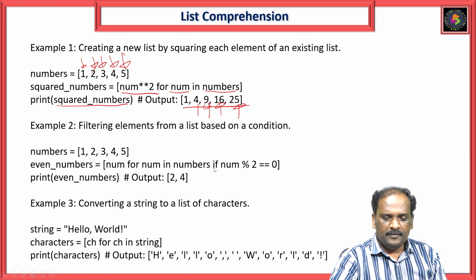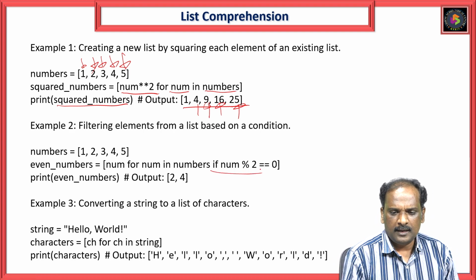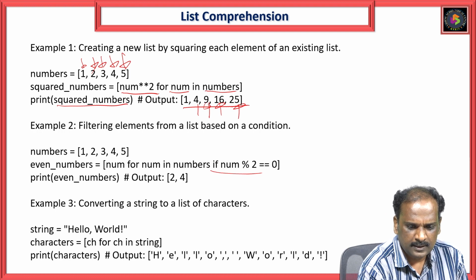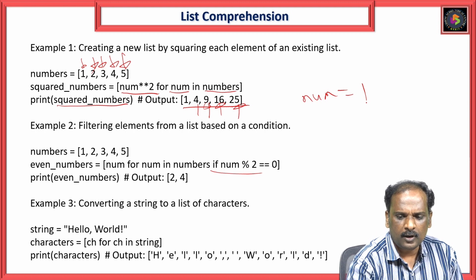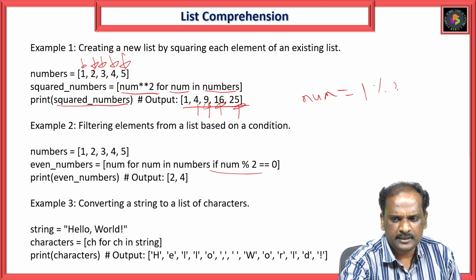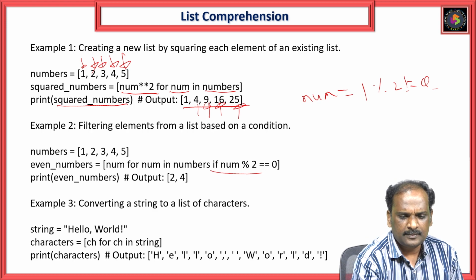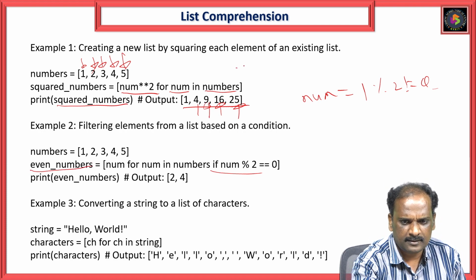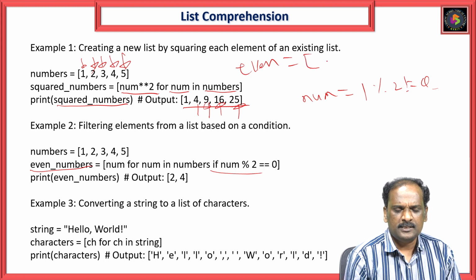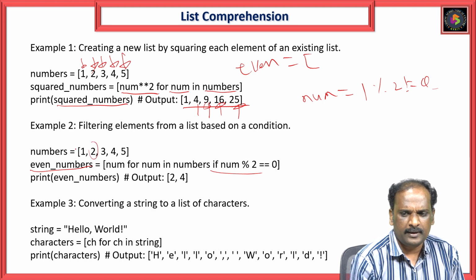Now we have used the if also. If num modulus 2 is equal to 0. So num in numbers, what does num contain starting? The starting value is 1. 1 modulus 2 is not equal to 0. That means the condition is false. False means this num is not added into the even numbers. 1 is not added. Since this is a for loop, again num will take the next number. What is the next number? The next number is 2.